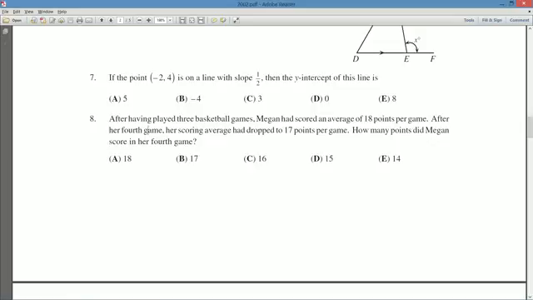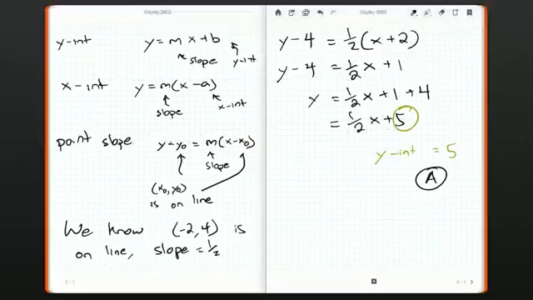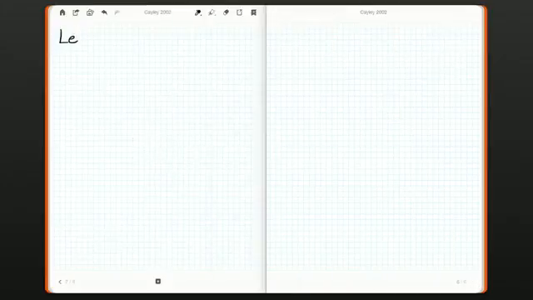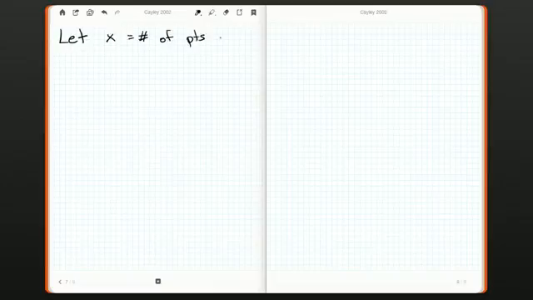After her 4th game, her scoring average had dropped to 17 points per game. How many points did Megan score in her 4th game? So we want to know the points she scores in her 4th game. I feel like that deserves a variable. It lets us remember what exactly we're looking for. So I'm going to say X, but you could very easily just as well say P for points. I'm going to abbreviate points as PTS in 4th game. Okay.